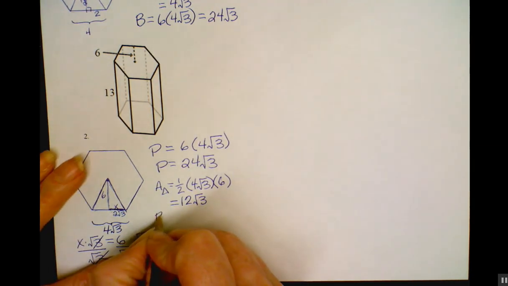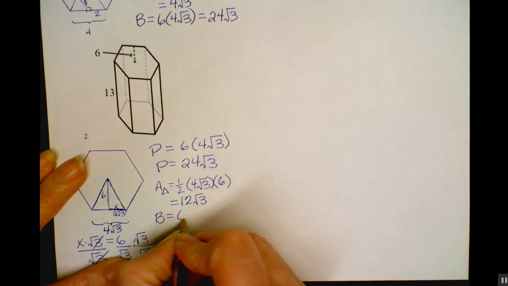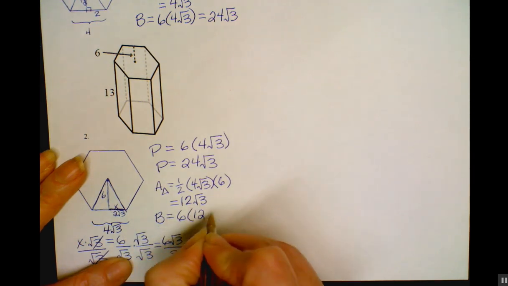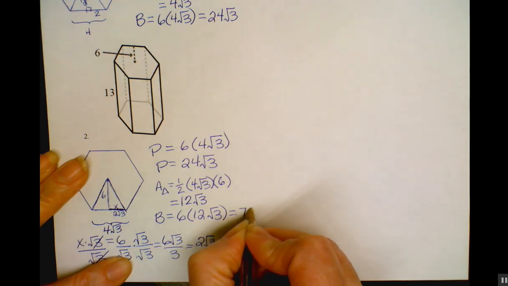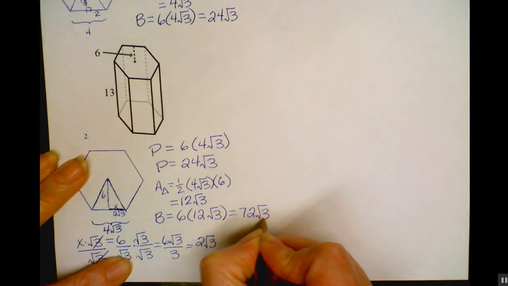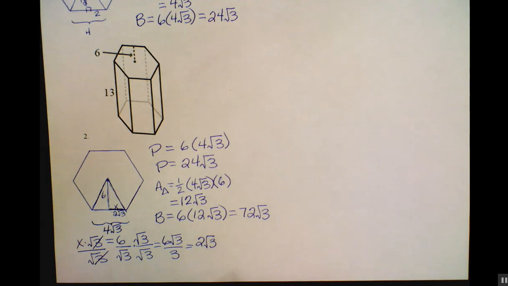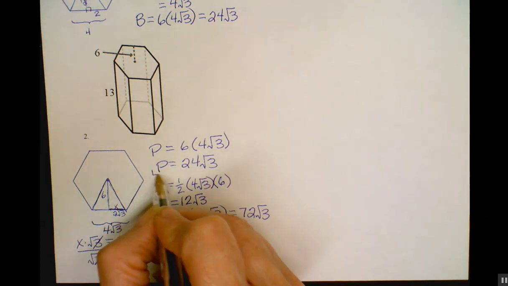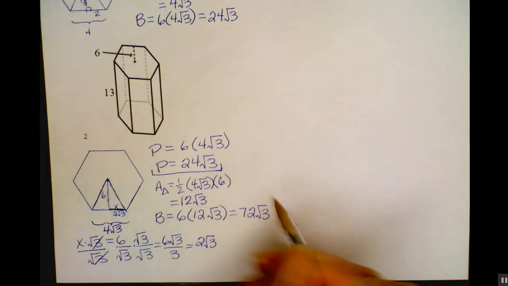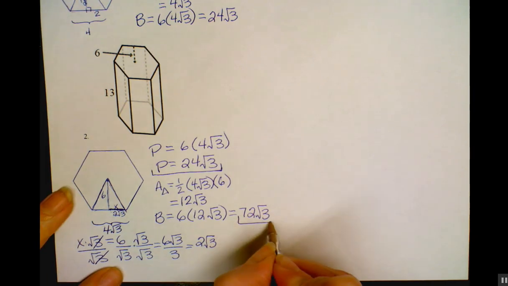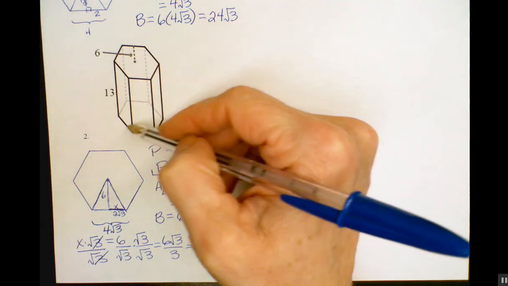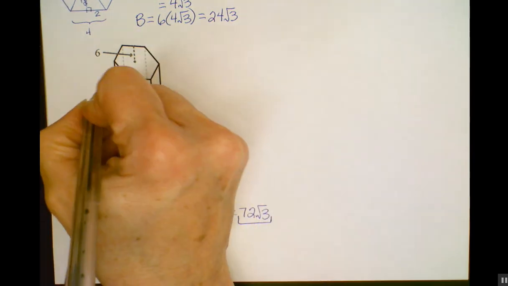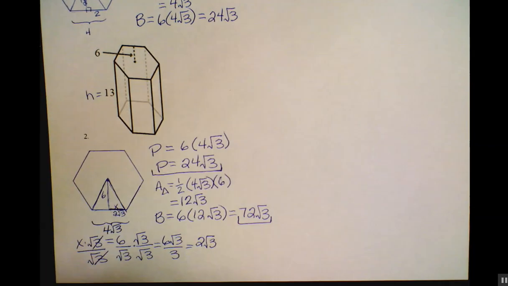The area of the base is made up of 6 of those triangles. So 6 times 12 square root 3. 6 times 12 is 72 square root 3 for the area of the base. So we have our perimeter value here. We have our base value there, the area of the base. The only other thing we need is the height of the solid. So the distance between the regular hexagons is 13.